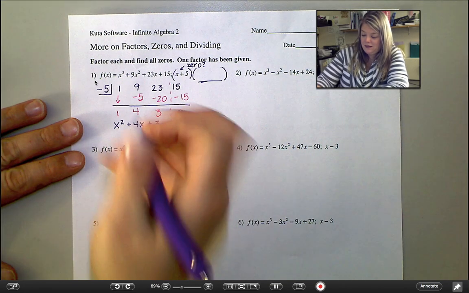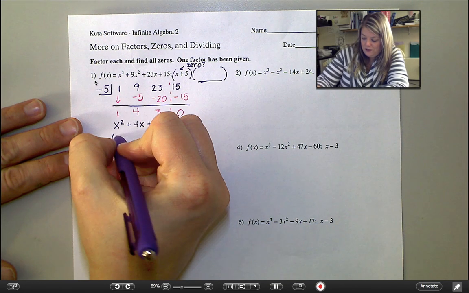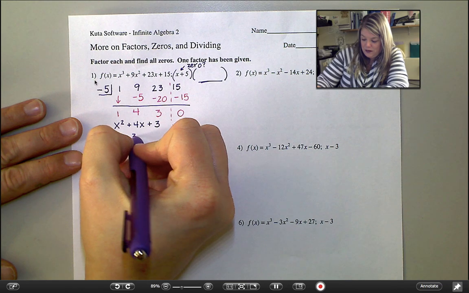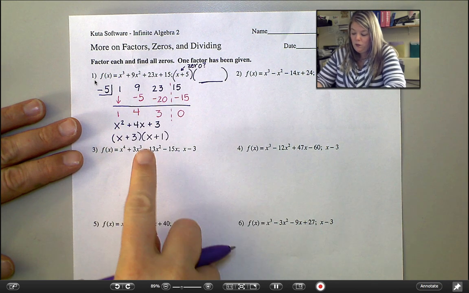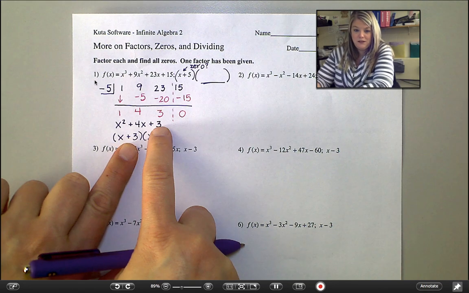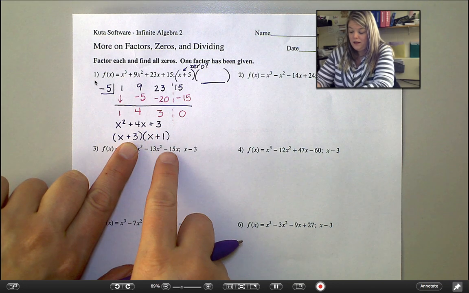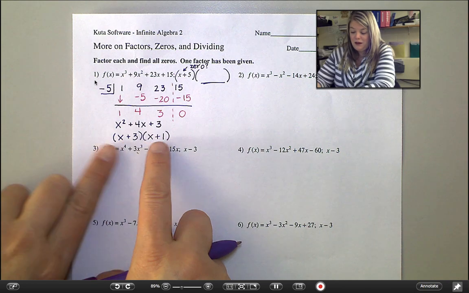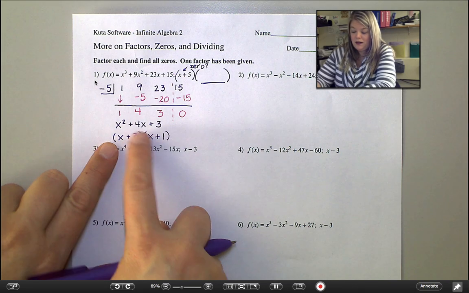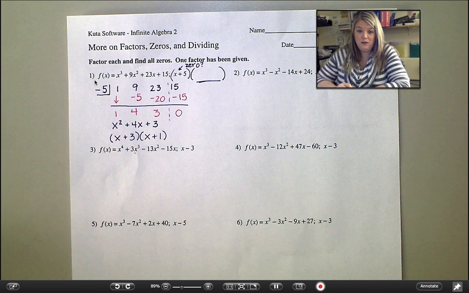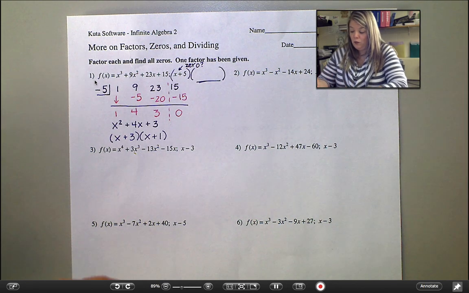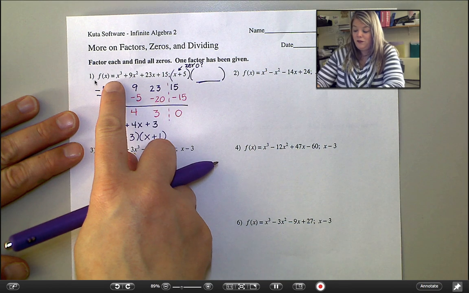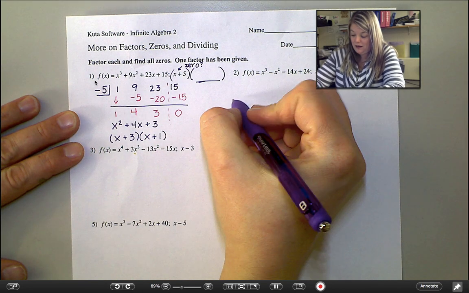Because I can take this thing and factor it as x plus 3 times x plus 1. And I know that works because 3 times 1 makes 3, right? And then if I were to multiply the inside and the outside, I would have 3x and 1x, which gives me 4x, okay? So to recap here, what we just found out is that if we wanted to factor this entire thing, it would look like this.